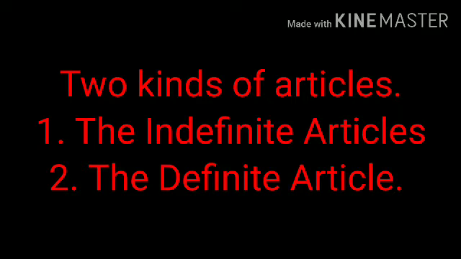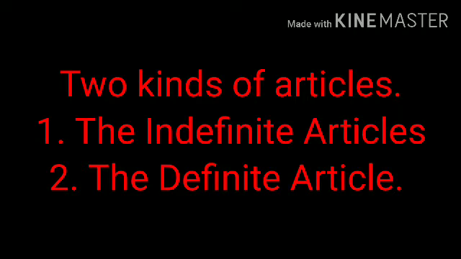There are two types of articles, okay children. The first one is the indefinite articles, and the second one is the definite articles, okay. Indefinite articles, and definite articles. So what we have learned before, a and an, isn't it? So that is called what? Indefinite articles, okay. We already learned, isn't it? That is called the indefinite articles.